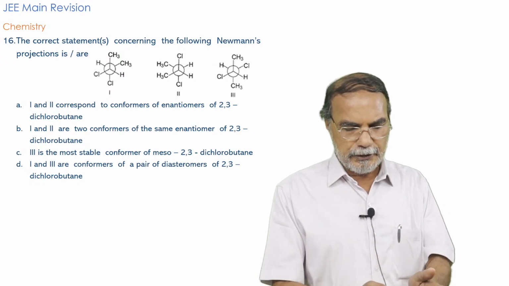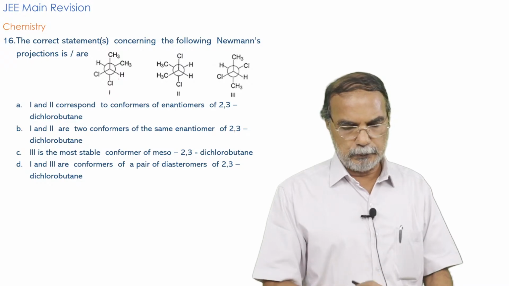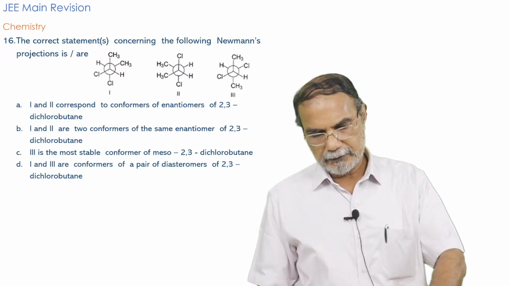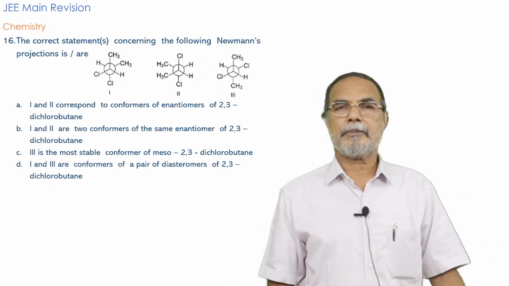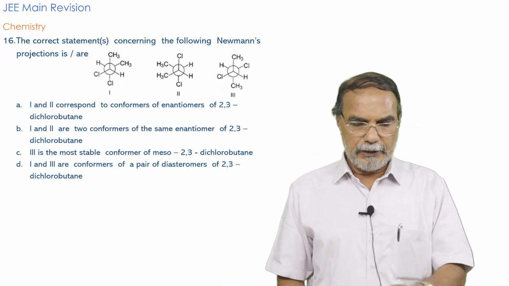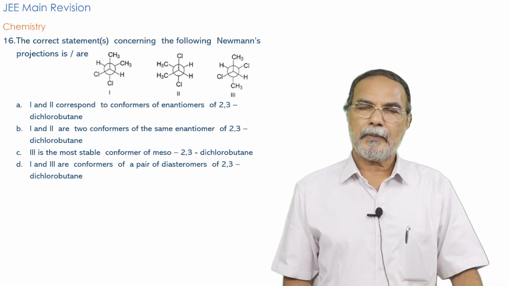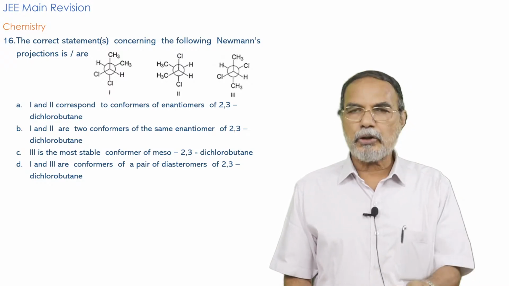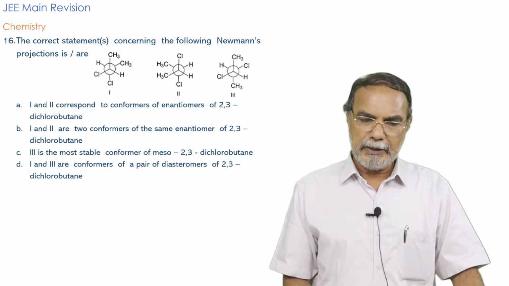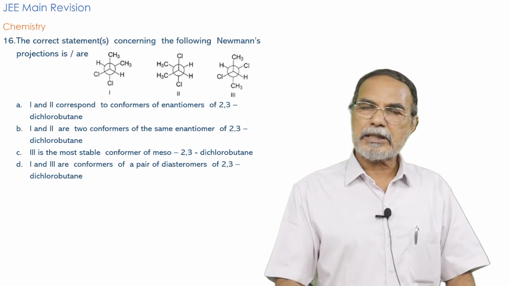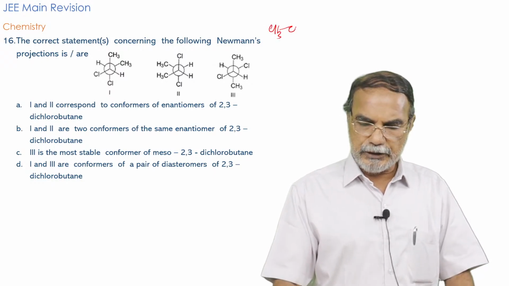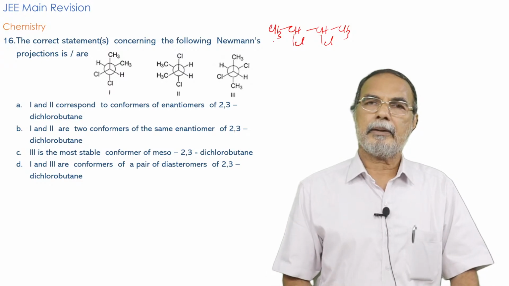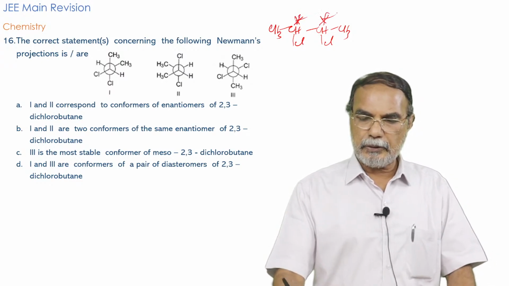If you look at the Newman projections 1 and 2, if you tilt this one a little bit like this, so that the 2 CH3 come here, you will see that 1 and 2 are mirror images, which means 1 and 2 are enantiomers of this compound. The conformations 1 and 2 represent a pair of enantiomers. The compound exhibits optical activity because it is CH3CHCl, CHCl CH3. It is 2,3-dichlorobutane, and here you have a chiral carbon, and here also you have a chiral carbon.